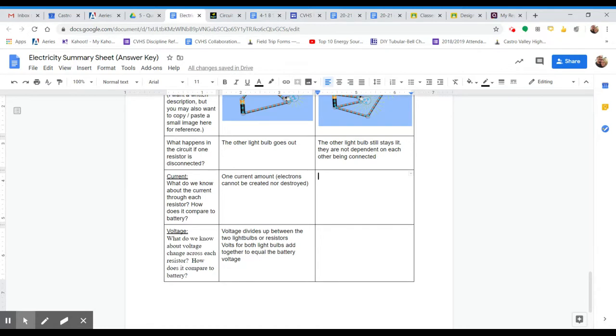Now we know that the current divides, and now what happens is the voltage stays the same.